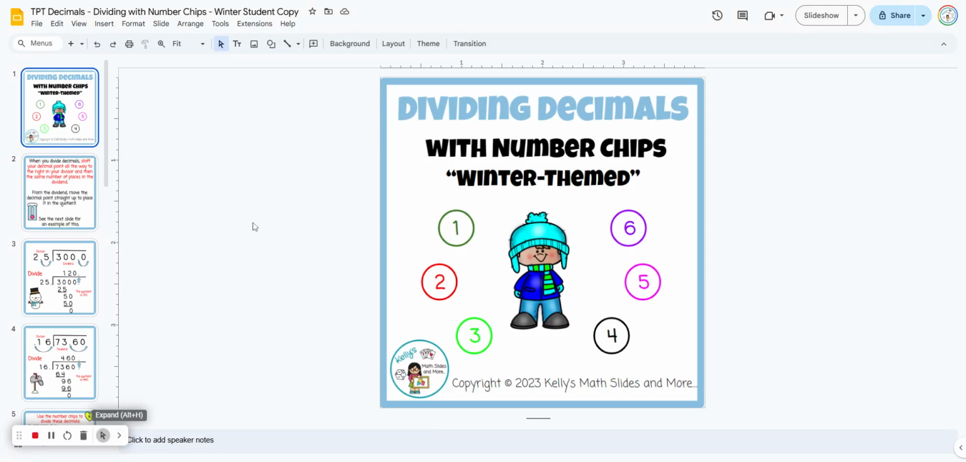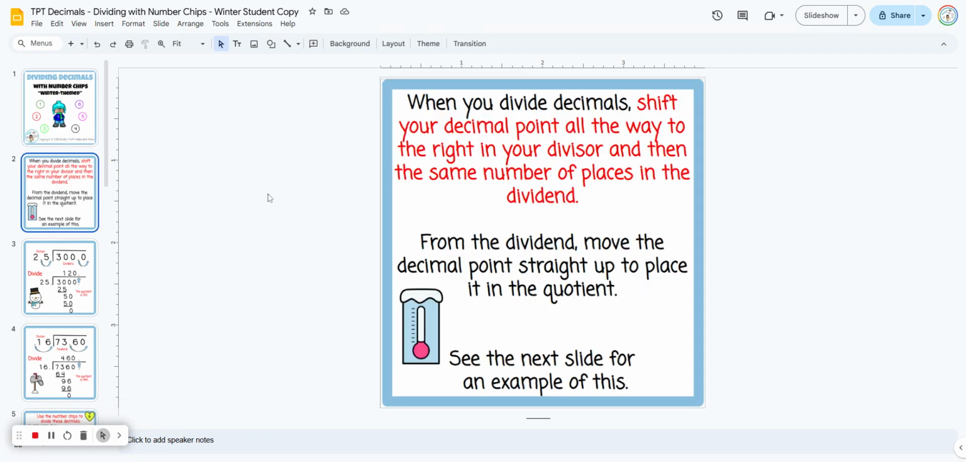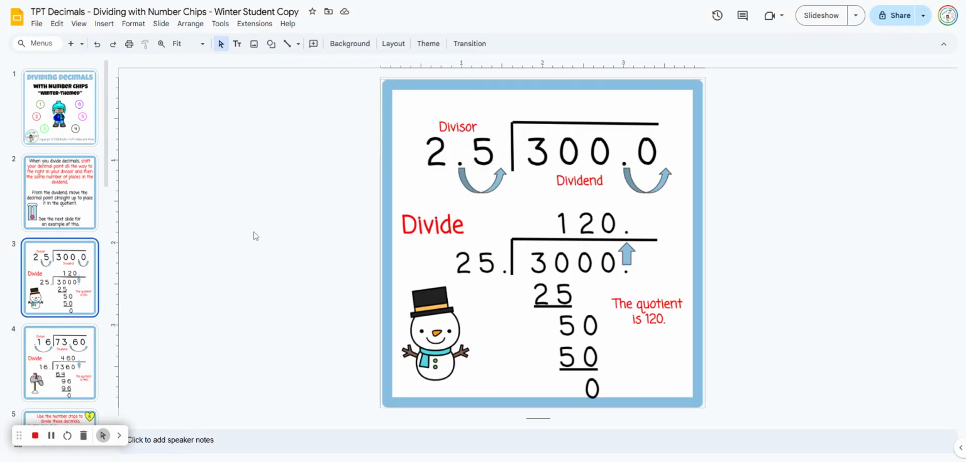Dividing decimals using number chips. This one is winter themed. It's a digital lesson. And the lesson starts with explaining to students how to shift the decimal point all the way to the right in their divisor, and then the same number of places in their dividend. So the next two slides show students how that's done.